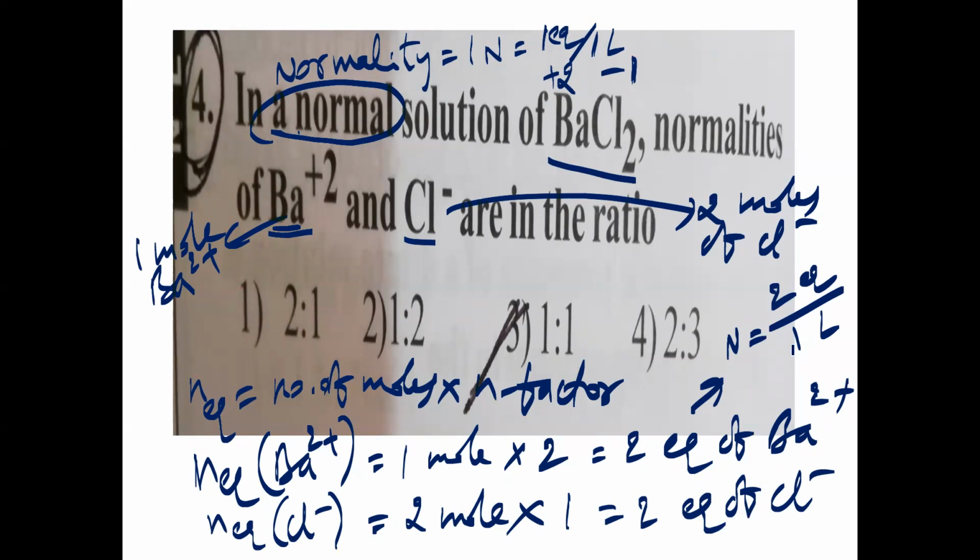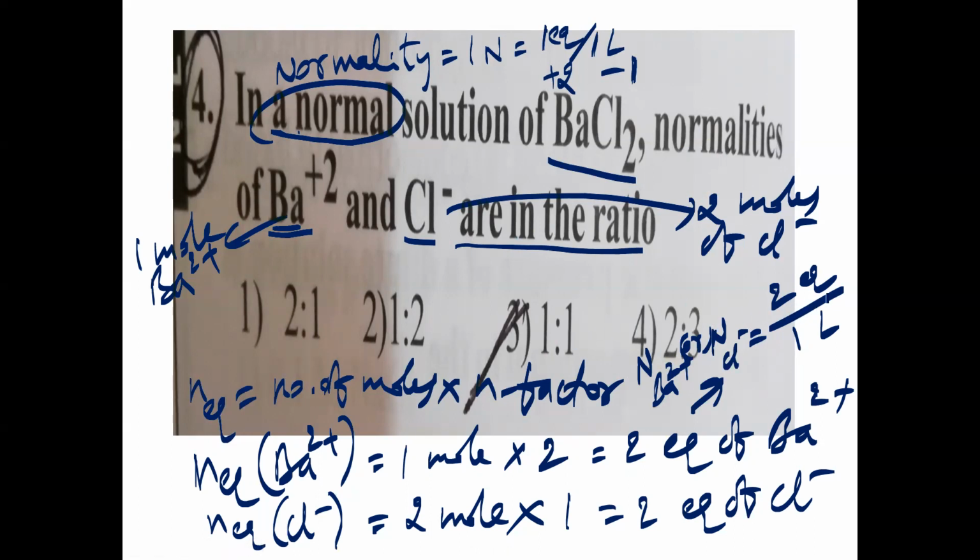Again the same, the normality will be the same. That's why the normalities of Ba plus 2 and Cl minus will be in the ratio 1:1. So the normality of Cl minus and the normality of barium plus 2 will both be the same. Both will be equal to 2 only, a 2 normal solution. That's why we take a 1:1 ratio.